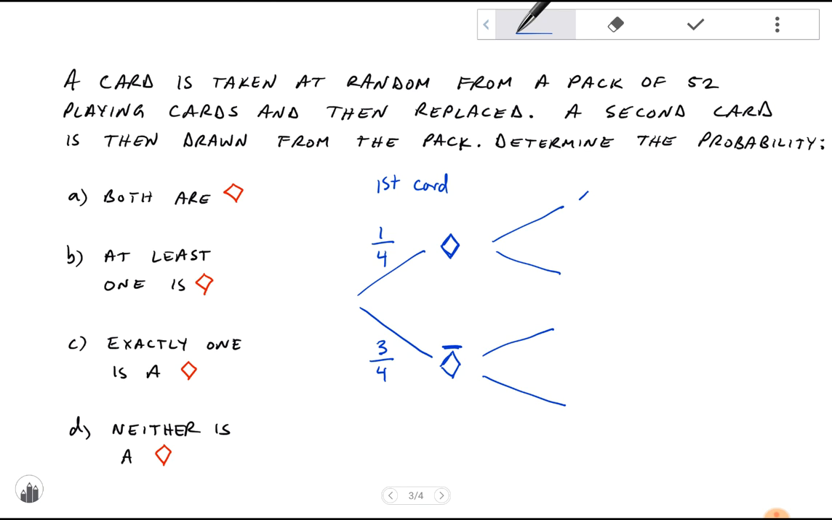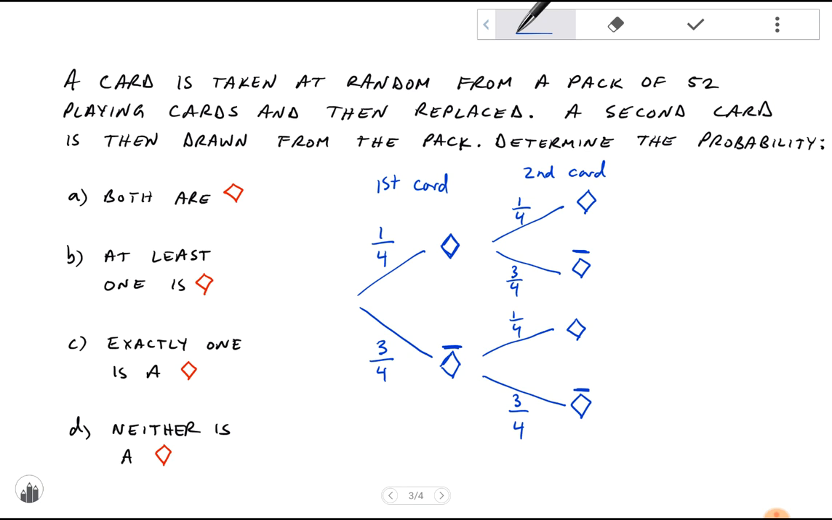Okay, so again, we either have diamond, not diamond. And then on this one, we have diamond, not diamond. This represents our second card draw. So to have diamonds, 1 out of 4, not diamonds, 3 out of 4. To have diamonds, 1 out of 4, not diamonds, 3 out of 4. So what do we have here?